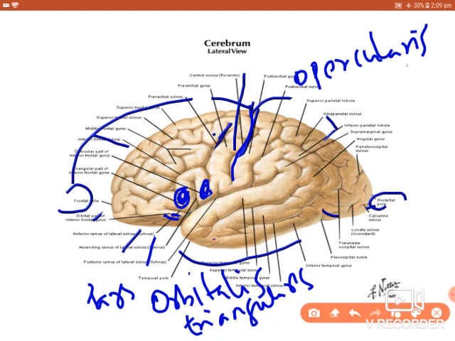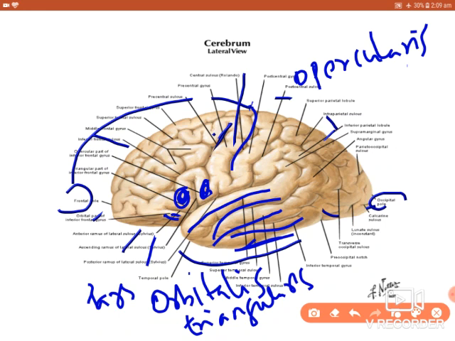You can see there is the superior and inferior temporal sulcus. This is the superior, middle, and inferior temporal gyrus. Okay. Then, this is the central sulcus.